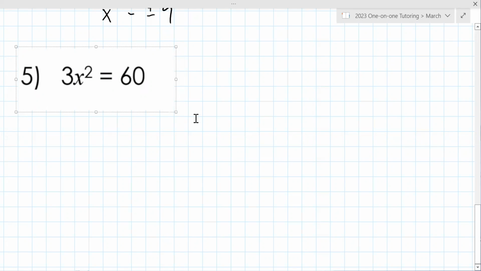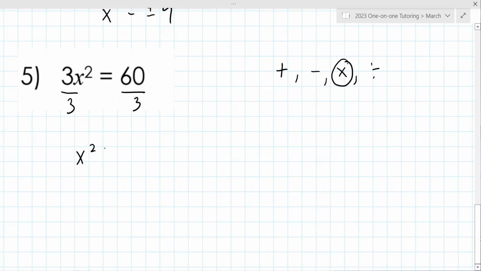3x squared equals 60. So this one's kind of like the first one, but there's this 3 in front. You want to undo this 3. What is it doing to the x squared? What's the math operation? Your options are add, subtract, multiply, or divide. Do you see how they're squeezed together? The 3 and the x squared are pushed together there. That's multiplication. How do you undo multiplication? You divide both sides by 3.